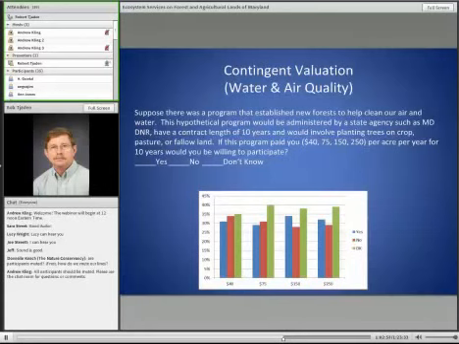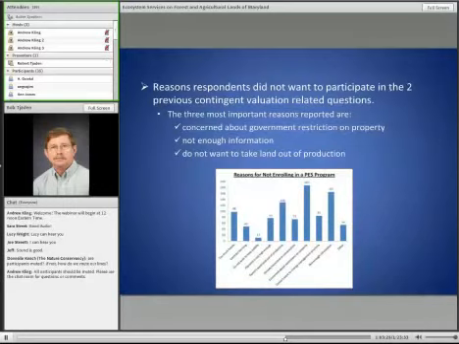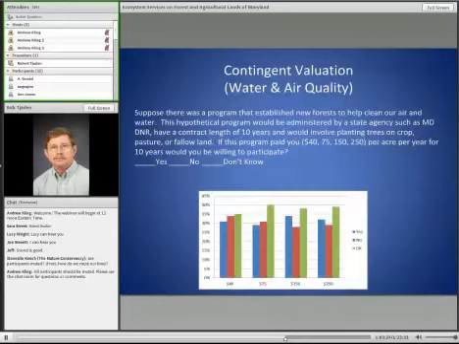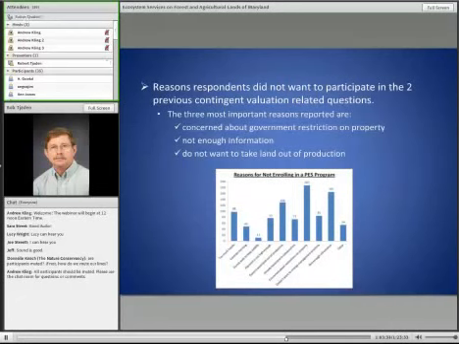And then we asked the respondents, what were the reasons that you said that you would not participate in these two previous programs? The three most important reasons for not participating were concern about government restriction on property, not enough information, which shows that some of them were using don't know because they needed more information, and the other is they don't want to take land out of production. So those were the three most important reasons.